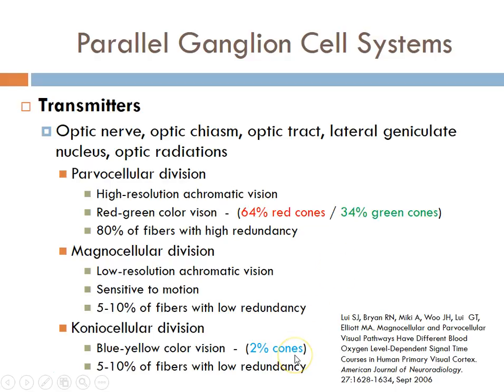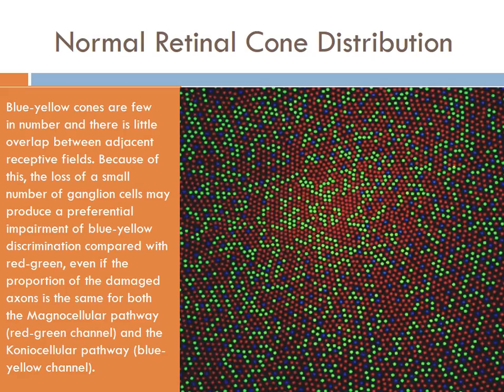And our blue-yellow color vision is transmitted through the coniocellular division. The magnocellular division is achromatic, so it doesn't transmit any color vision information. And we usually talk about the magnocellular division when we're talking about the early diagnosis and treatment of glaucoma. We're talking about diabetes today, so it's the exact opposite. We're going to be talking about the parvo and the coniocellular. Those are the ones that transmit color or chromatic sensory information to the brain.